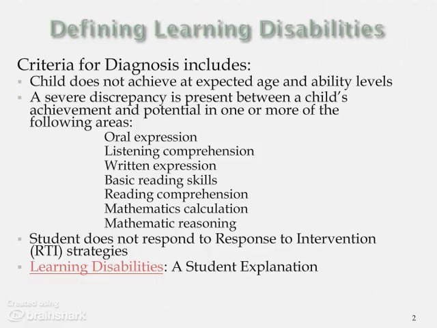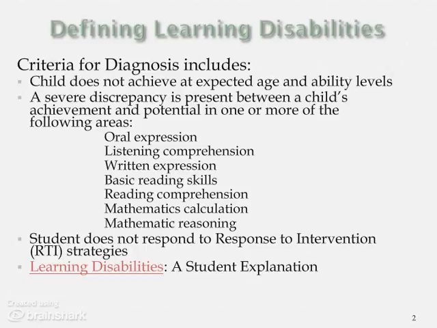This week we're talking about learning disabilities. And when we look at learning disabilities, we're looking at the IDEA criterion for determining a learning disability. The biggest component is that the child does not achieve at expected age and ability levels. You can look at two different models. One is a discrepancy model.